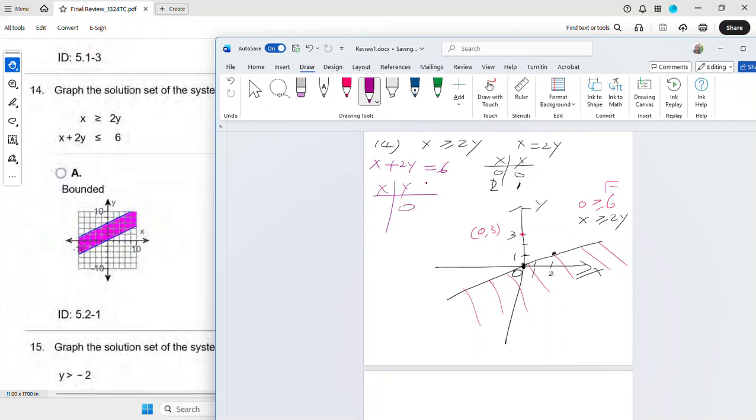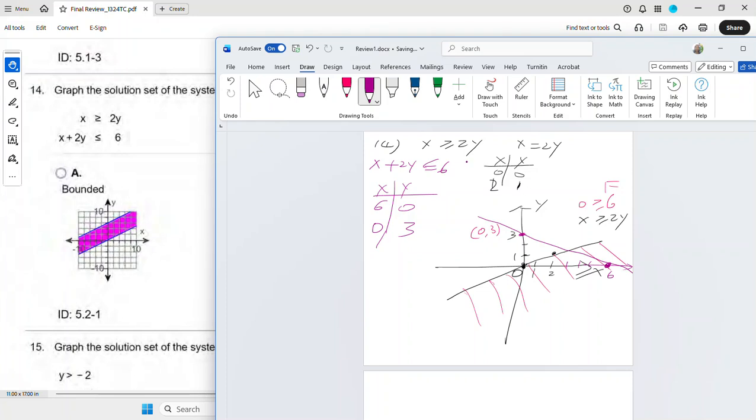So when y is 0, x will be 6, right? So 1, 2, 3, 4, 5, 6. Okay, so 6 right here. And then when x is 0, 2y equals 6, divided by 2. So this will be 3, right? So when x is 0, y is 3. So right here. So now we have these 2 points right here, and this also has an equal sign. All right, so we connect these 2 points together.